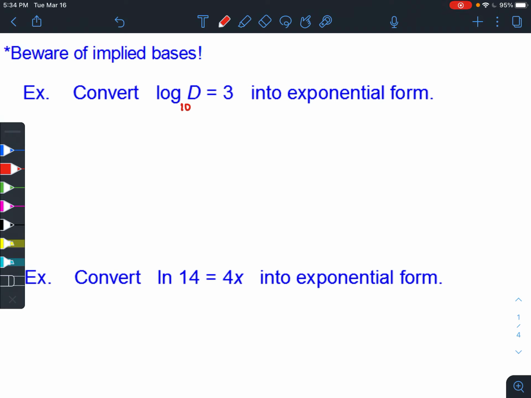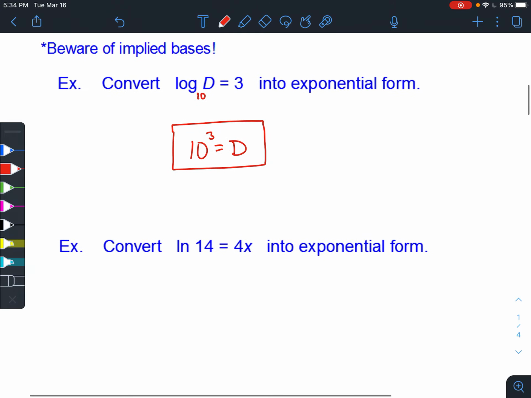All right, but anyway, now we can take that 10, pretend it's a puppy, squeeze it up against the 3, and get 10 to the third equals d. As one version of that, of course, you could say d equals 10 to the third if you prefer. But anyway, there's your exponential form. Again, there was no 10 in the original problem, but there was an implied 10 that does come into play.